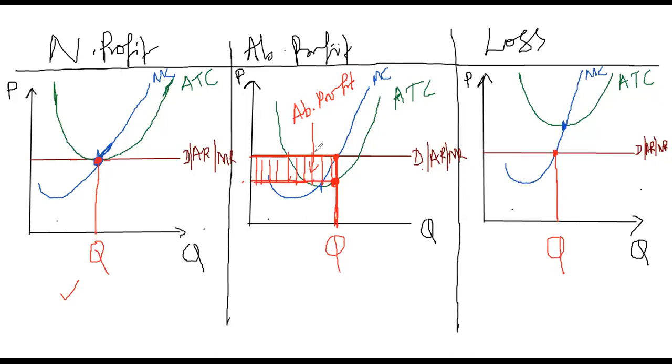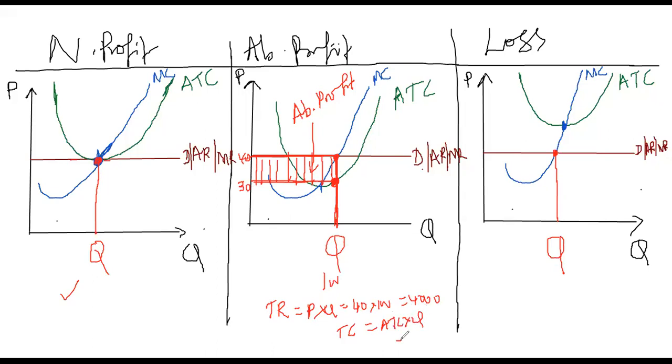Then see the abnormal profit. Let's say, for example, this is 40, this is 100. At 40, this is the price. At 40, this is cost. So let's say this is 30. Then what's the TR? TR is price into quantity. What's the price? 40. Quantity is 100. So how much? 4,000.